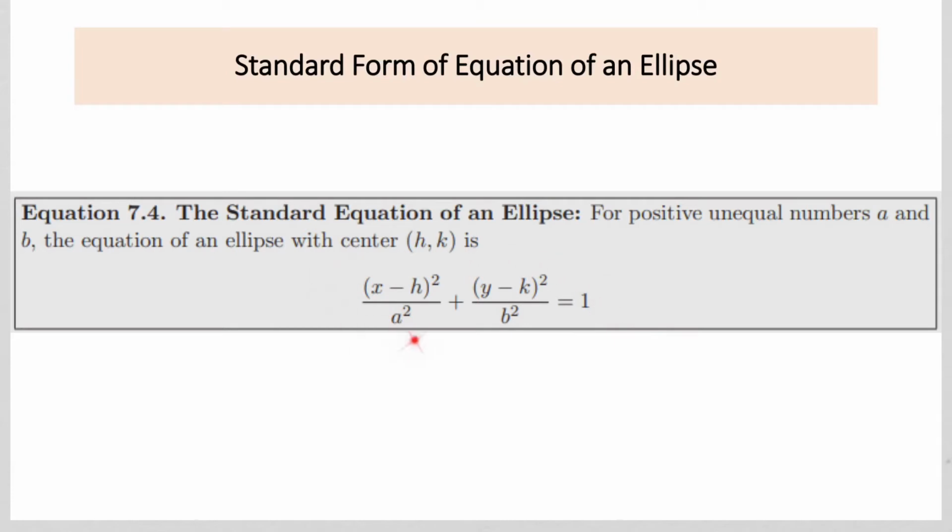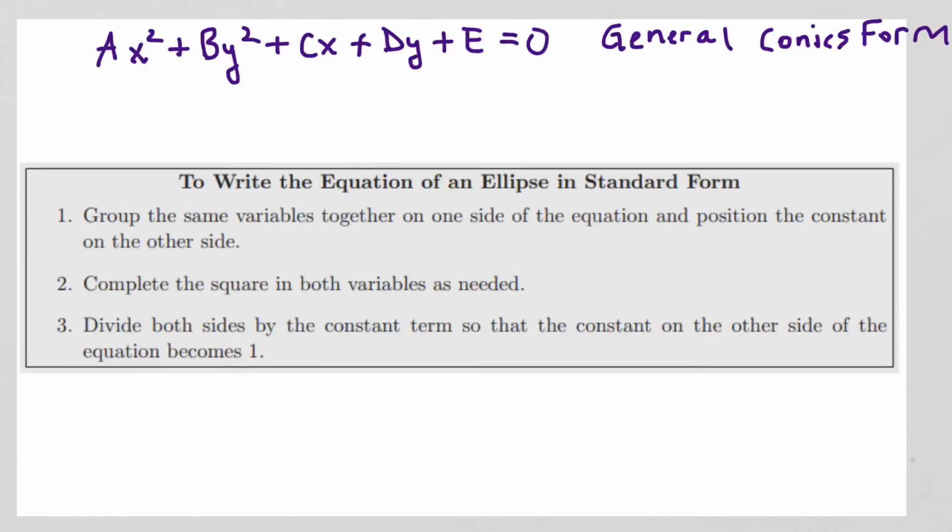We're going to do some work with getting our equation into this form if we start out with general conics form. That will be the first step. General conics form for the equation of the ellipse will have both the x squared and the y squared terms present, separated with a plus, and it will have unequal A and B. So A will not be the same number as B for an ellipse. In a circle, the coefficients A and B were equal. In an ellipse, they are not equal.